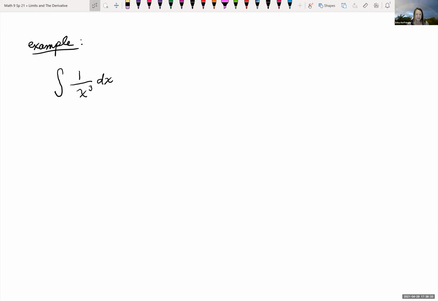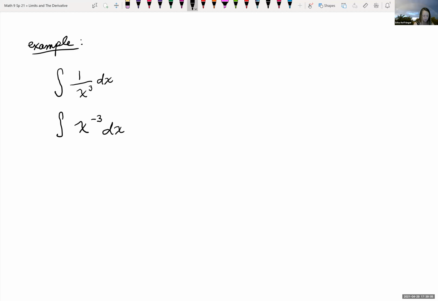Okay, so the next example is the integral of 1 over x cubed dx. Again, this is in a form that we don't know how to take the antiderivative of, but we can rewrite it so that we know what the antiderivative is. Let's rewrite it so that we don't have x cubed in the denominator. We can rewrite it by bringing it up into the numerator and changing the sign of the exponent. So this is equivalent to x to the -3rd power dx.